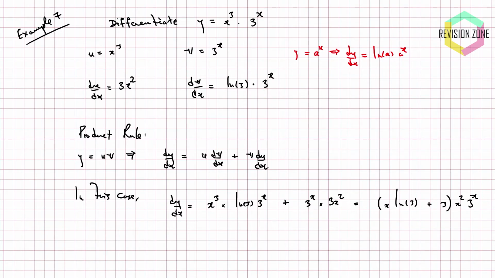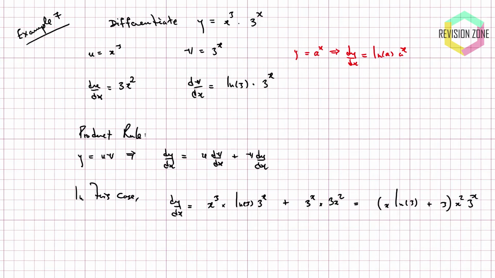So we now just stick all this into the product rule formula. It's u times dv by dx, so it's going to be x cubed times log 3 times 3 to the power x. And then it's going to be v times du by dx. So it's going to be that times that, which is going to be 3x squared times 3 to the power x.